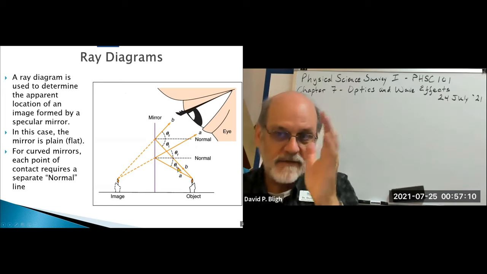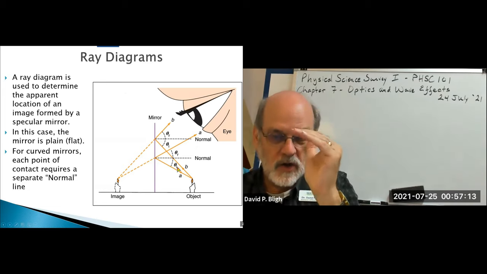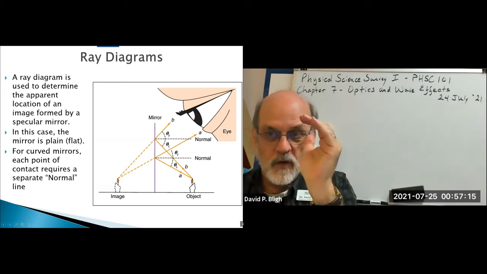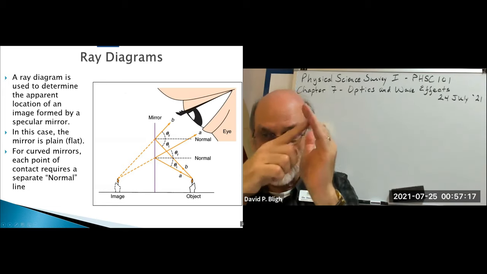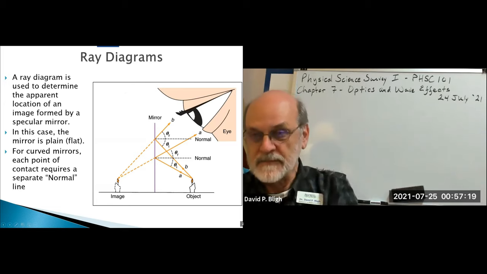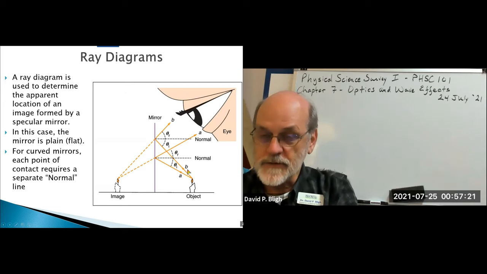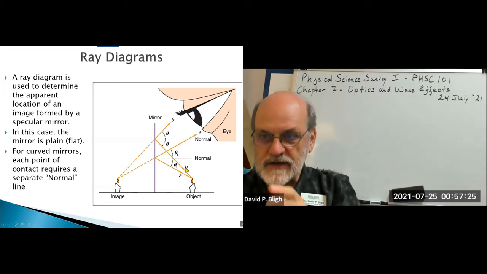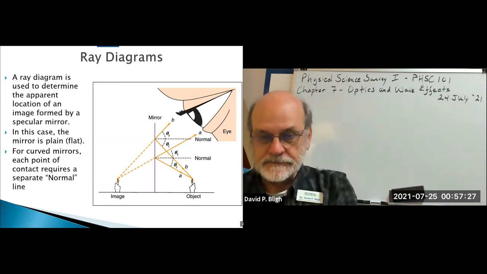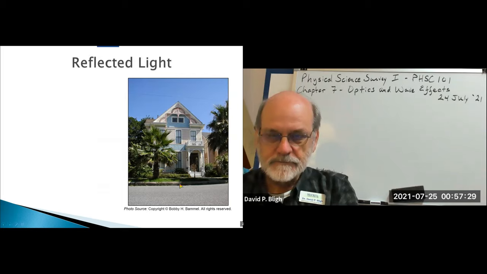In other words, if that mirror were curved, then one normal might go off in this direction and another normal might go off in this direction. So wherever that ray strikes the surface of the mirror, that's where you establish the normal to that surface. All right.